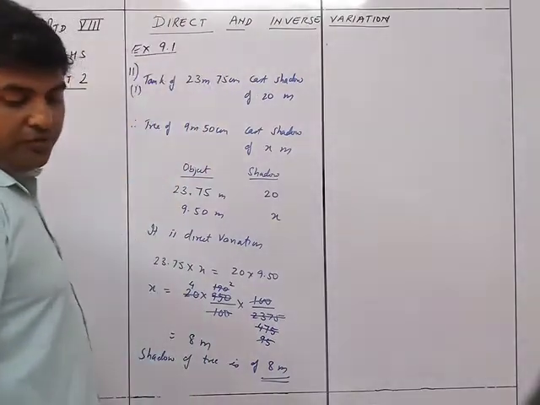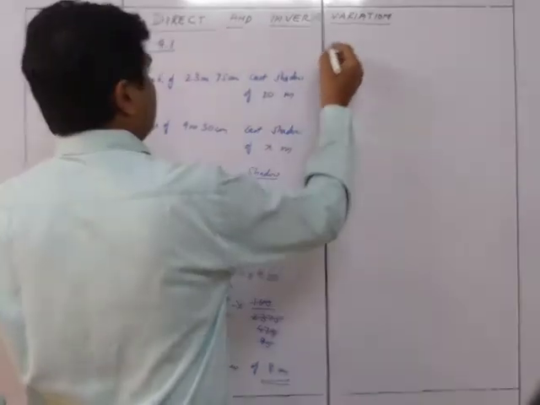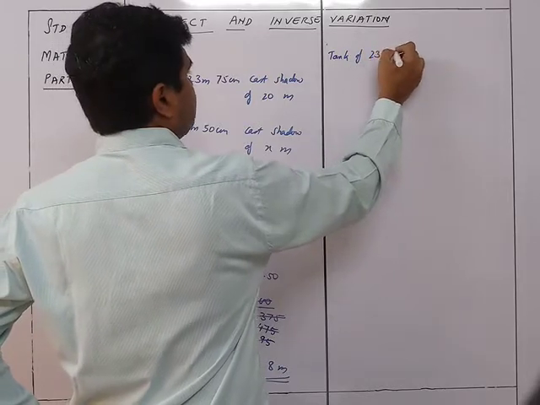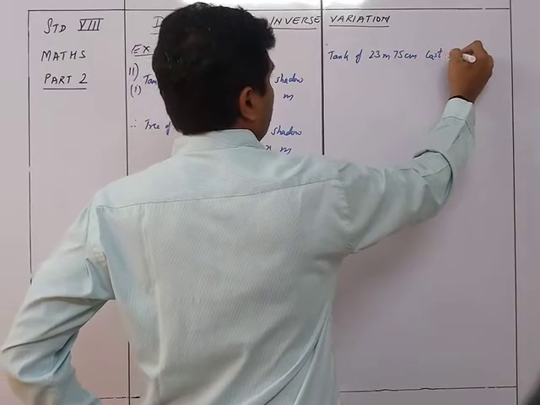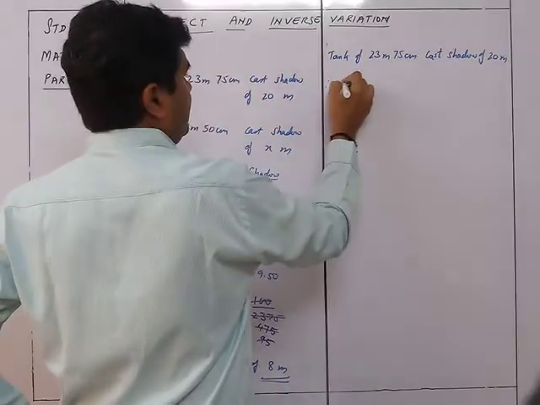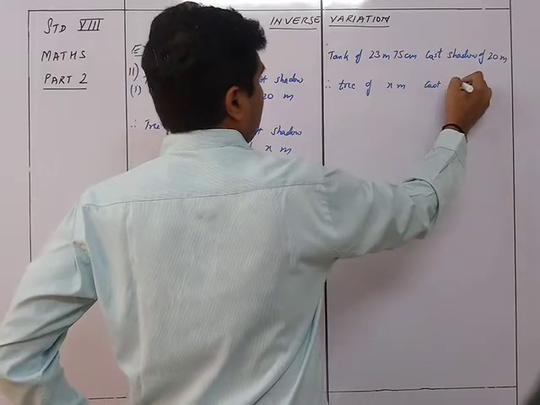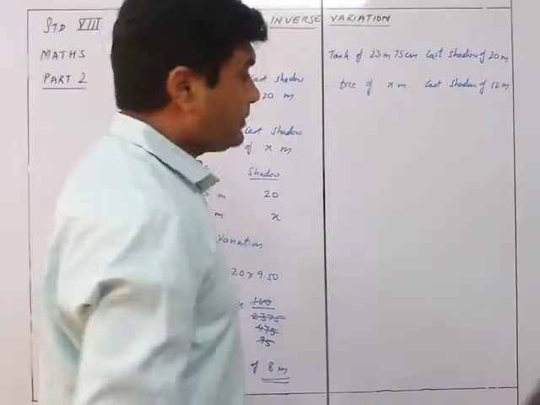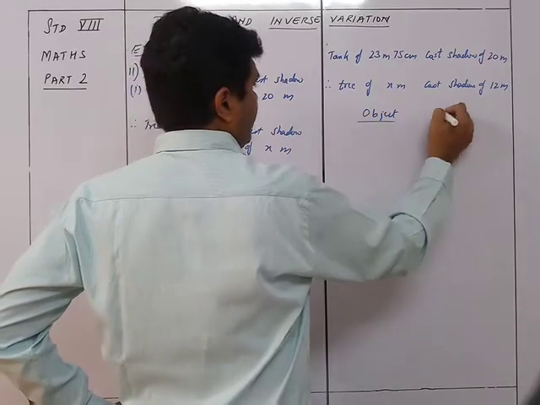Now it's a tree of 12 meters which has got a shadow of 12 meters. Okay, so again the same thing. Tank of 23 meters 75 centimeters casts a shadow of 20 meters. Therefore, a tree of x meters casts a shadow of 12 meters. So again it's the same thing, object and shadow.